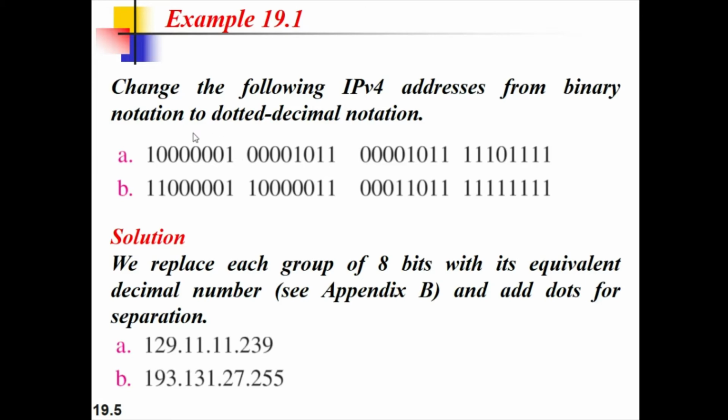For example, A, you have 10000001. When you change this value into a decimal number, you will get 129. This is basically a base 2 number. So you have 2 to the power of 0 times 1, 2 to the power of 1 times 0, and so on, up to position 7. So 2 to the power of 7 equals 128, plus 2 to the power of 0 times 1, so you will get 129. The same goes for the rest of the bits. After you change them, you will get this value.